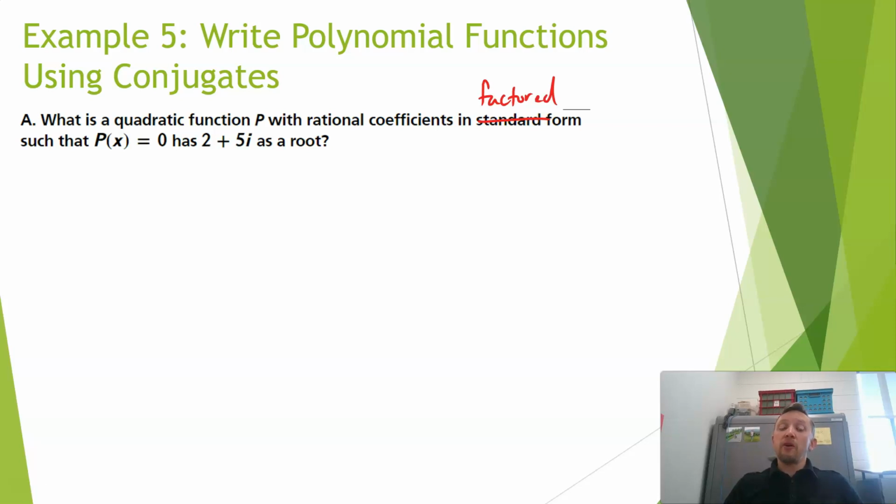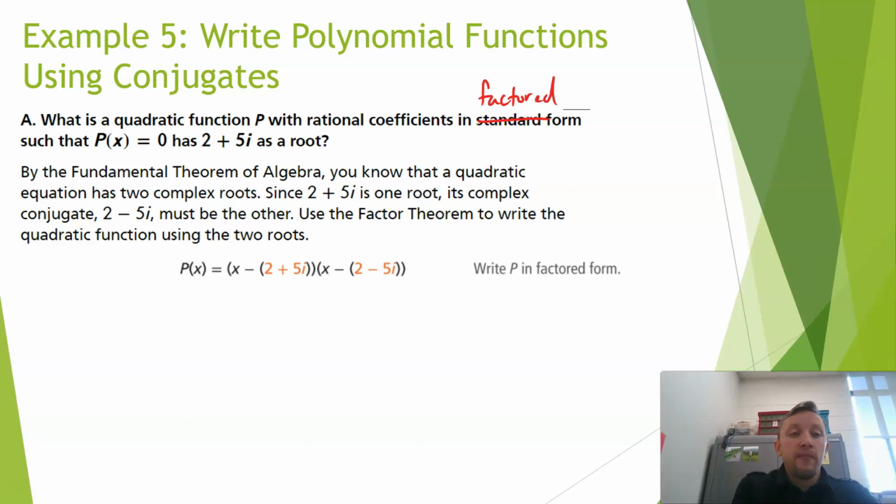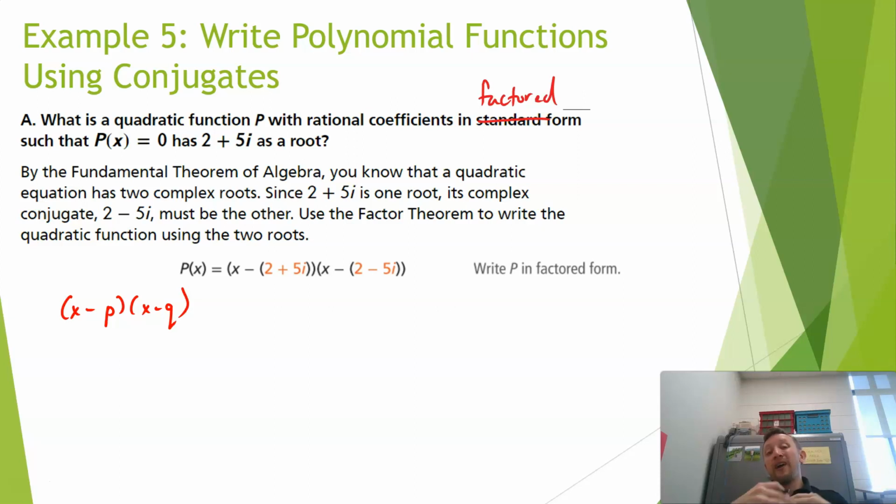Using what we just talked about, if 2 plus 5i is a root, that means its conjugate is also going to be a root. That's what this paragraph is saying. So if 2 plus 5i is a root, the other one is going to be 2 minus 5i. Remember, factored form is x minus p times x minus q, where p and q are your factors, or your roots, or your zeros, so we say x minus each of those. So we'd have x minus the quantity 2 plus 5i, and x minus the quantity 2 minus 5i.